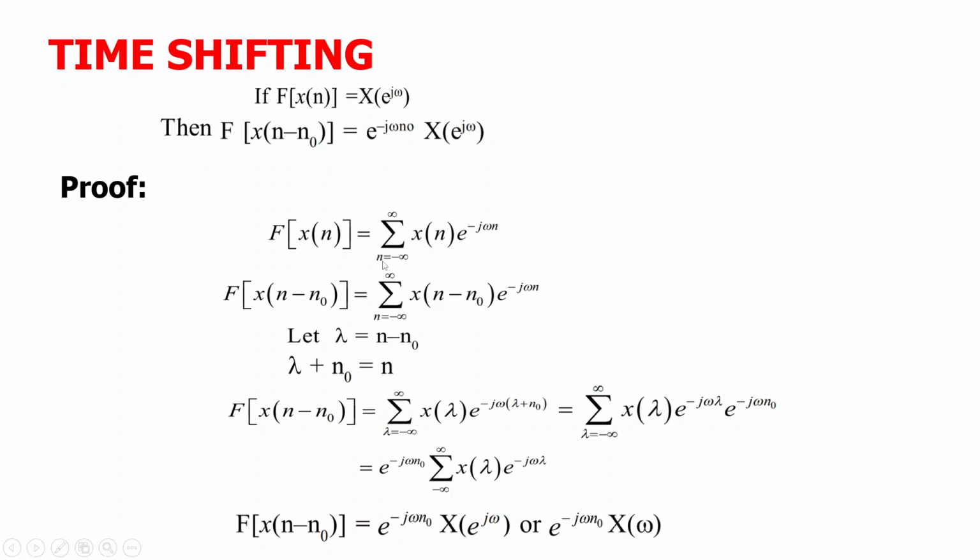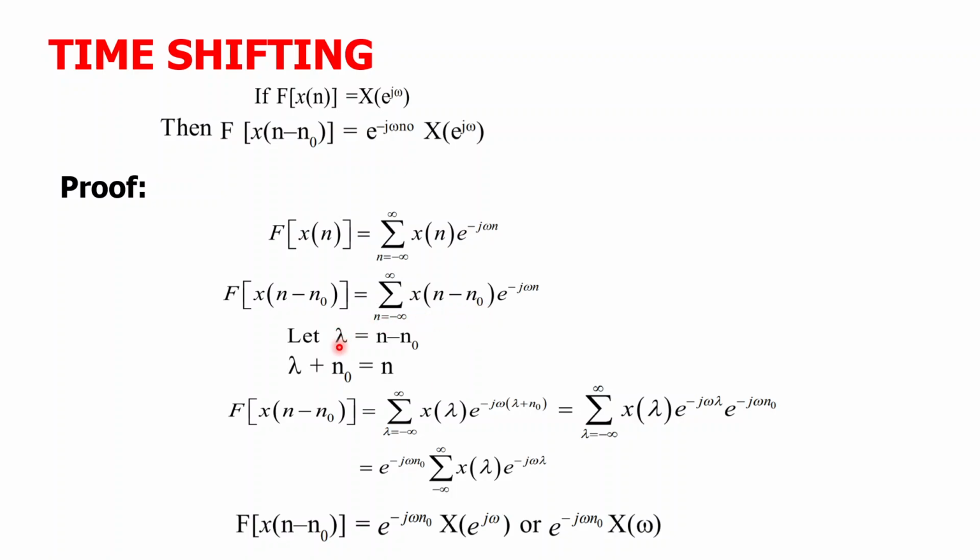So here, the first equation represents the discrete time Fourier transform equation, and we are going to find the Fourier transform for x of n minus n naught. So instead of x of n, we will substitute x of n minus n naught, since we are going to find out DTFT for x of n minus n naught.